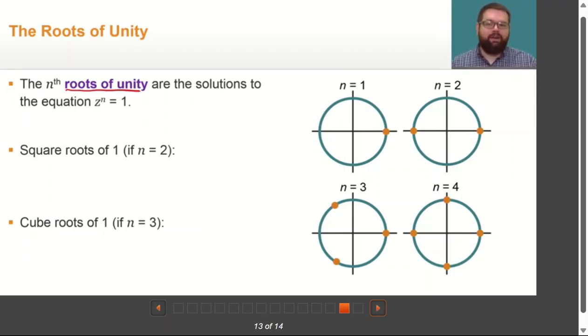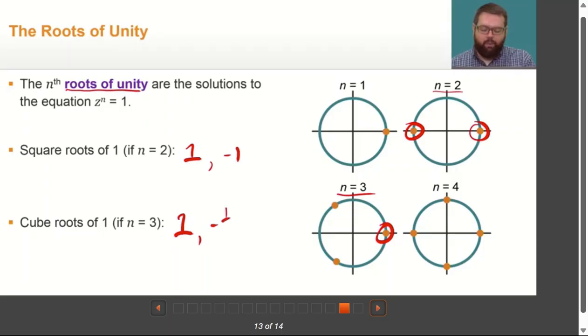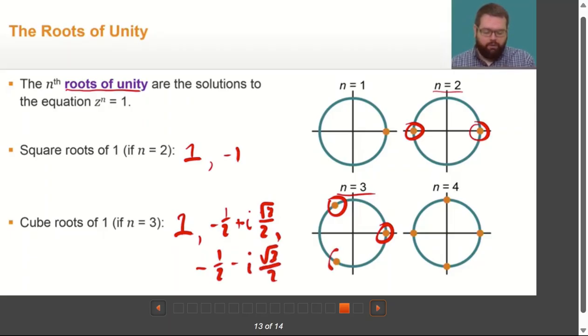For example, there are 2 square roots of 1 shown in the n equals 2 circle. The square roots are 1, seen here, and -1, seen here. And there are 3 cube roots of 1 shown in the n equals 3 circle. The cube roots are 1 here, and -1/2 plus i times the square root of 3 over 2, which is here, and -1/2 minus i times the square root of 3 over 2 there.